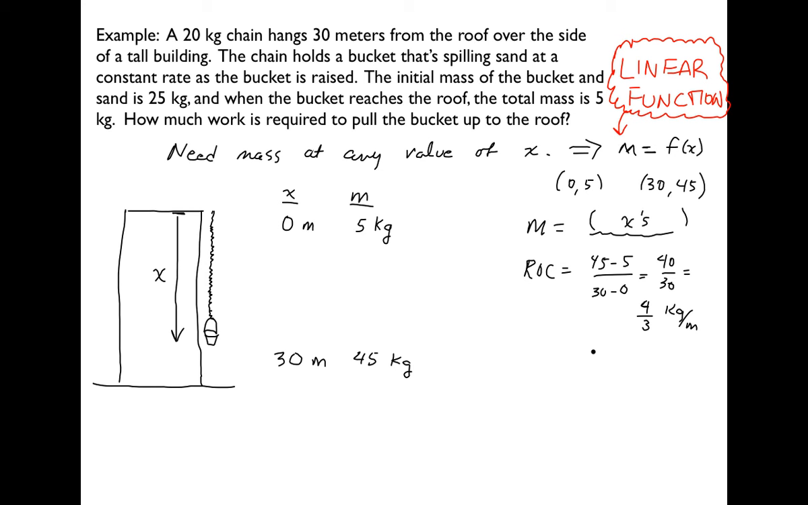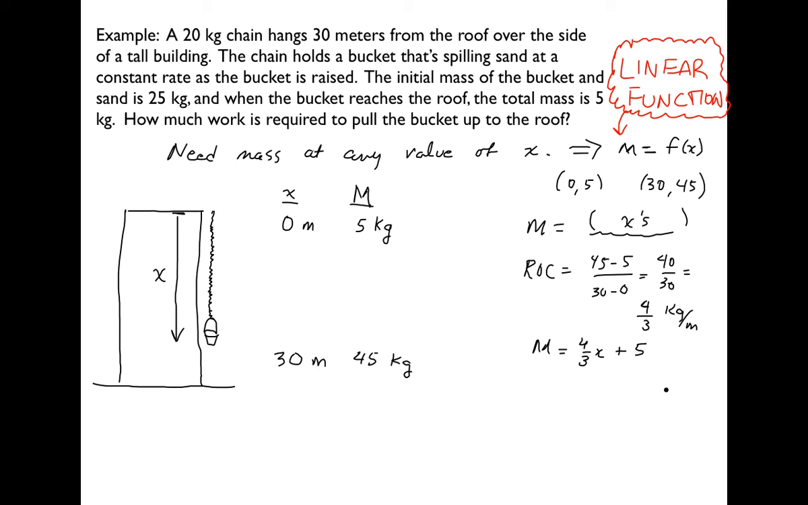Hunter, what'd you do? So I did m equals 4/3 x. So that's m? M equals the mass of the bucket. Oh, okay, got it. I used capital M, 4/3. So that seems like slope. Okay, so m equals 4/3 x plus 5. And how did you get that? Because when x is 0, m is still 5 kilograms.